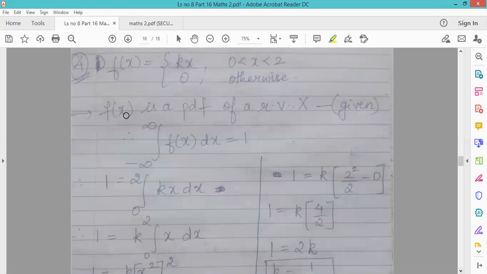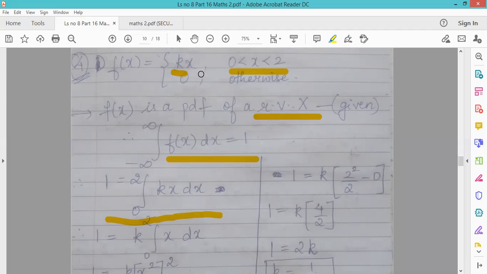Okay, so f of x is a PDF of a random variable x. This is given to you all. So that means, can I say the integration from minus infinity to infinity f of x dx is equal to 1? So that means, can I say left hand side is equal to right hand side? So I can write 1 is equal to the integral from 0 to 2, as the condition given is 0 less than x less than 2.